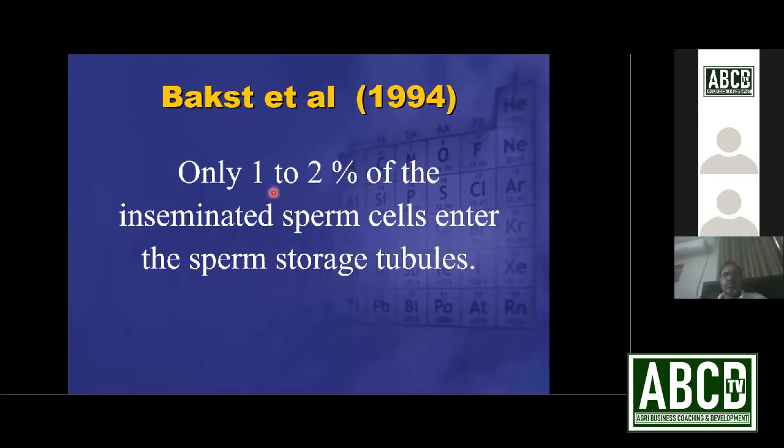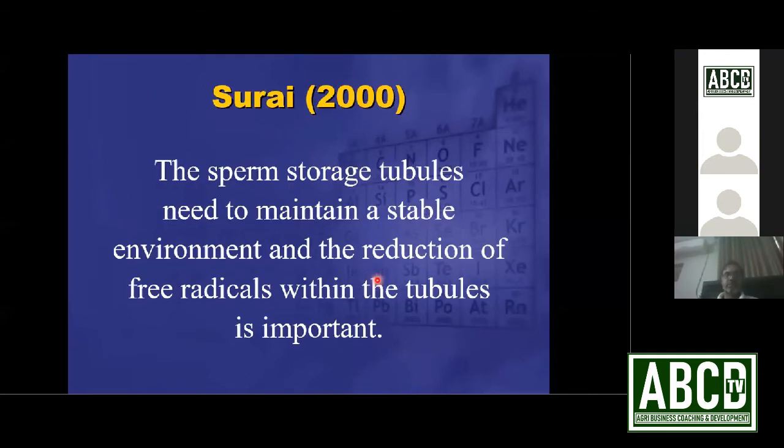Also, it's good to remember that just 1 to 2% of the inseminated sperm cells enter the sperm storage tubules. That means you're going to lose from 98 to 99%. So you better have better sperm cells, and better sperm storage tubules to get these sperm cells. They need to be protected because they suffer a lot from oxidation. These sperm storage tubules need to maintain a stable environment, and a reduction of free radicals within the tubules is important for them to keep the sperm cells alive and able to fertilize.